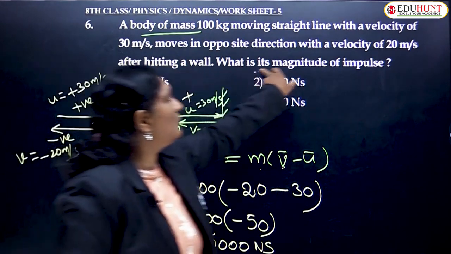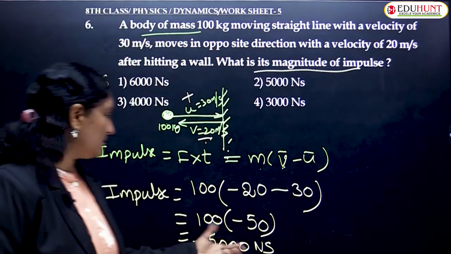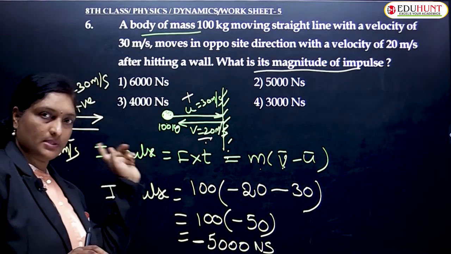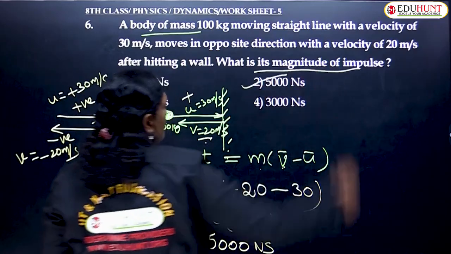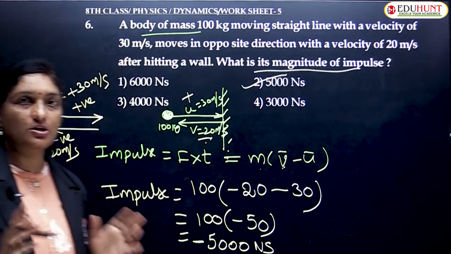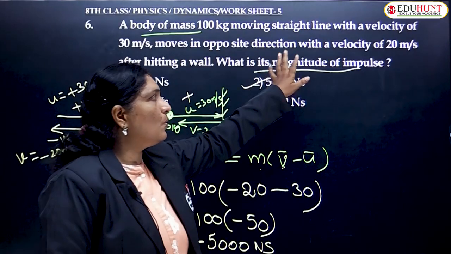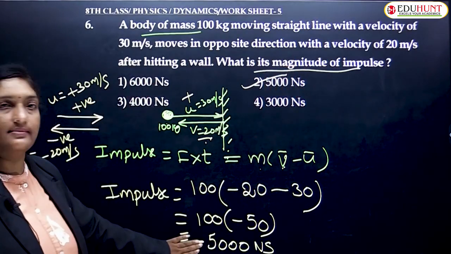Here the magnitude of impulse only they were asking. What is the magnitude of the impulse? 5,000. Direction is opposite. Okay, so the answer is your second option, 5,000 Newton second in the backward direction. But as they were asking only magnitude, no need to write this symbol.